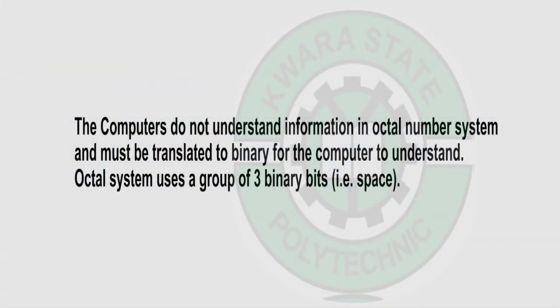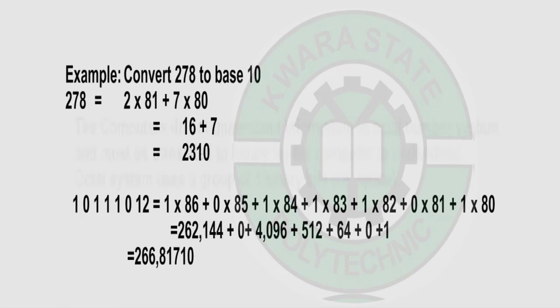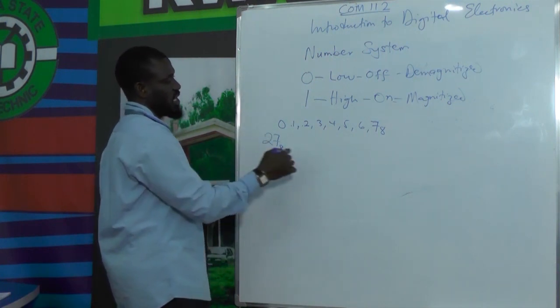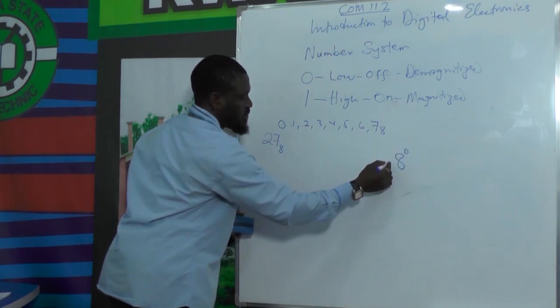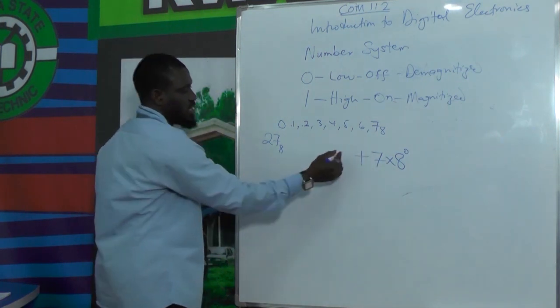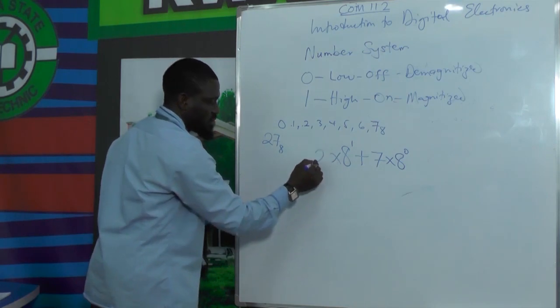Alright, computers do not understand information in the octal number system, and it must be translated to binary for the computer to understand. The octal system uses a group of 3 binary bits. For example, let's convert 27 base 8. So before we can go ahead, we need to understand this is base 8. To convert it to base 10 now, you will need to do just like what we did earlier. You now see 8 raised to power 0 times 7 plus 8 again raised to power 1 times 2.